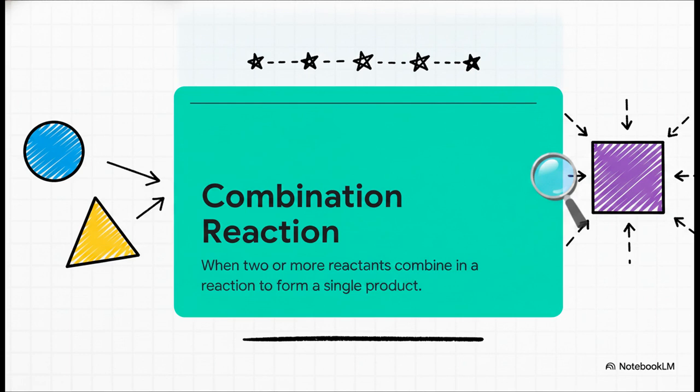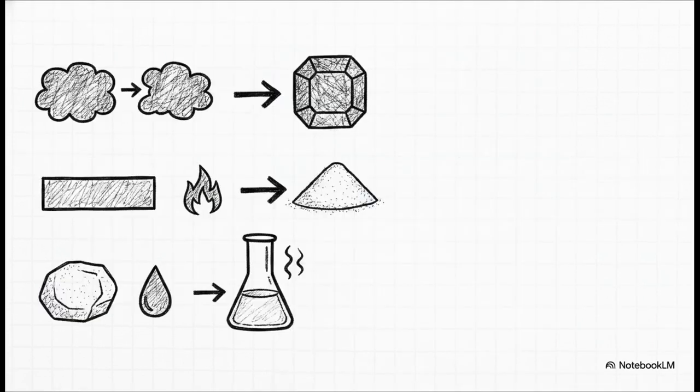The definition is beautifully simple. It's when 2 or more reactants combine in a reaction to form a single product. Really lock that phrase into your minds, single product. You might have multiple ingredients going in, but only one unified product comes out at the end. Let's walk through a few classic examples you'll see in your textbooks.